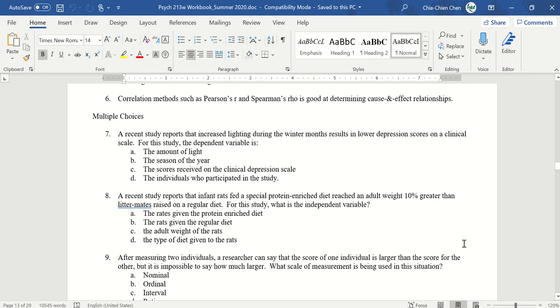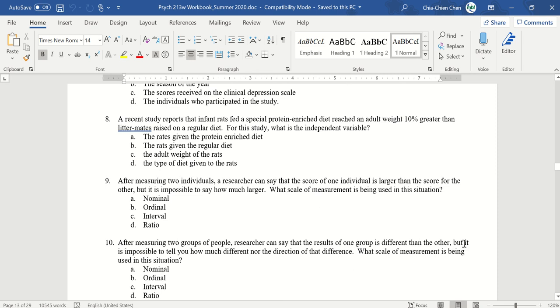Okay, all right, number seven. A recent study reports that increased lighting during the winter months results in lower depression scores on a clinical scale. For this study, the dependent variable is, okay, what is the outcome in here? The outcome is the score received on the clinical scale, right? So the correct answer would be C.